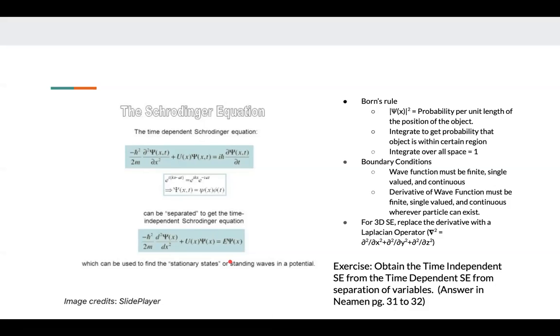The exact derivation is also in Neamen, and you probably will not be asked to do this derivation on the exam, so we don't feel it's necessary to go over it. But this is the approach you would take if you were to do it.